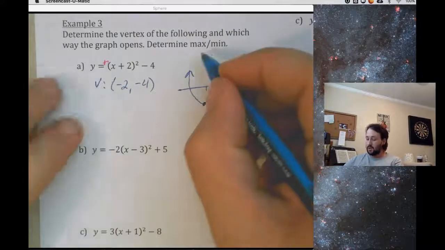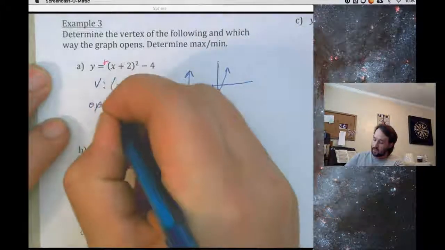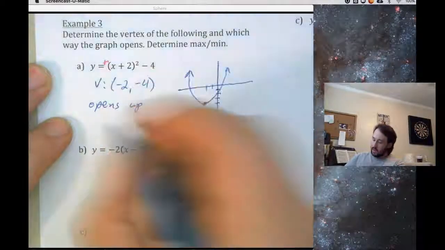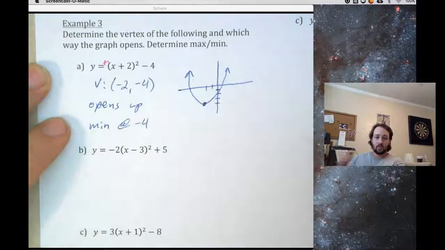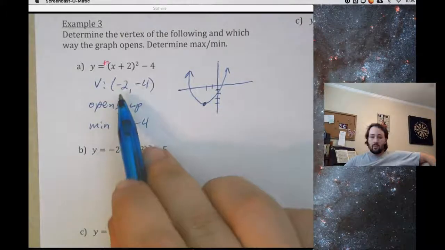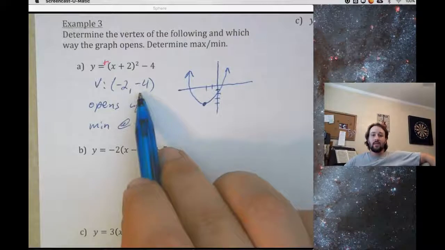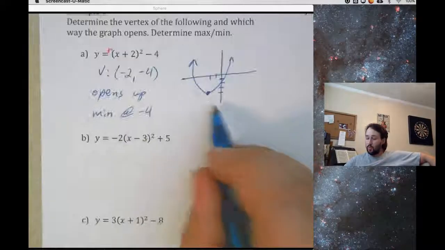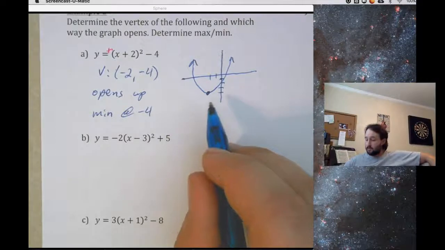So with this one, determine the maximum or minimum, which way the graph opens. So this, I would say, opens up, and it has a minimum at negative 4. So notice I didn't put the point, I just put what the minimum value was. The x value of the minimum is our vertex, which is negative 2, but the minimum value is negative 4. It's what the output would be. So it's the y value of the minimum or the y value of the maximum.